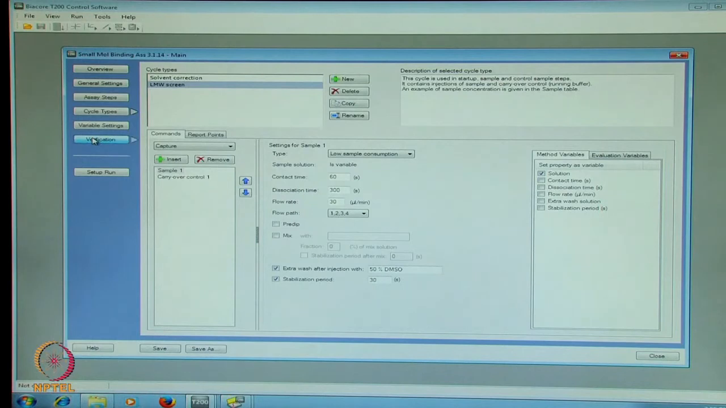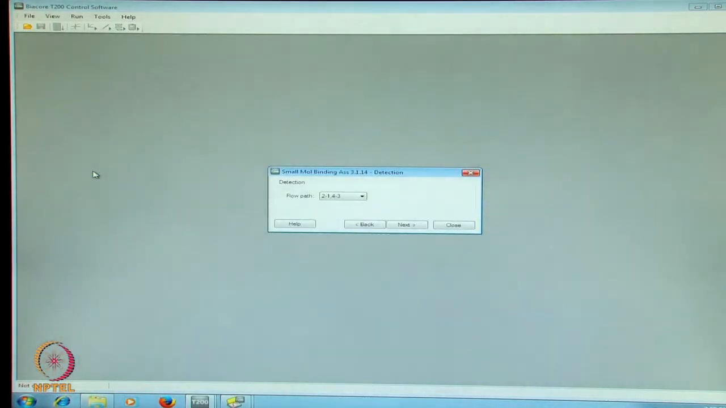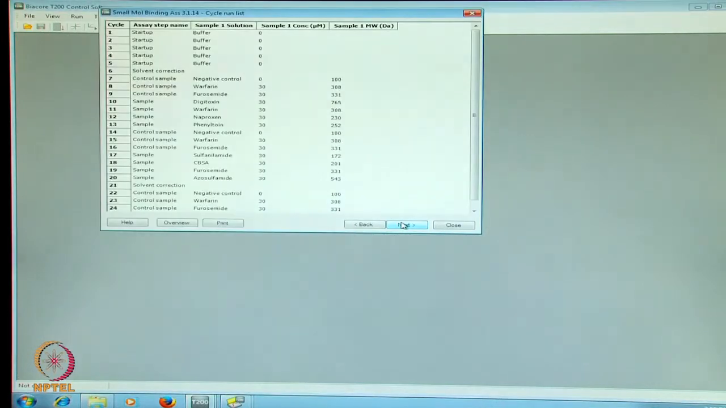We verify this method and set up a run in which it will have a subtraction of active surface 2 from the reference surface 1, active surface 4 subtracted from 3, and we have the following set of experiments set up here.